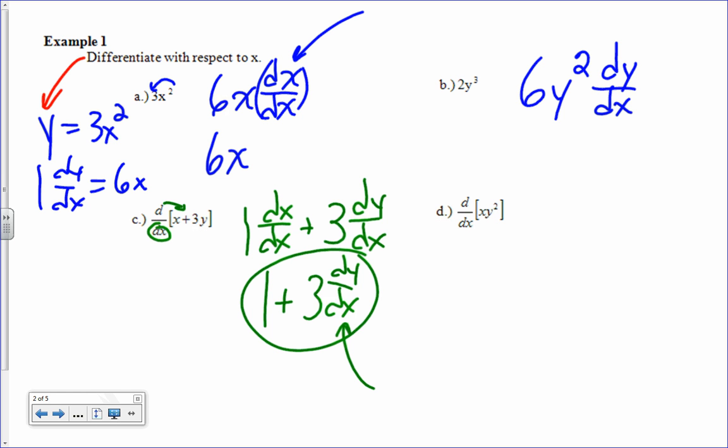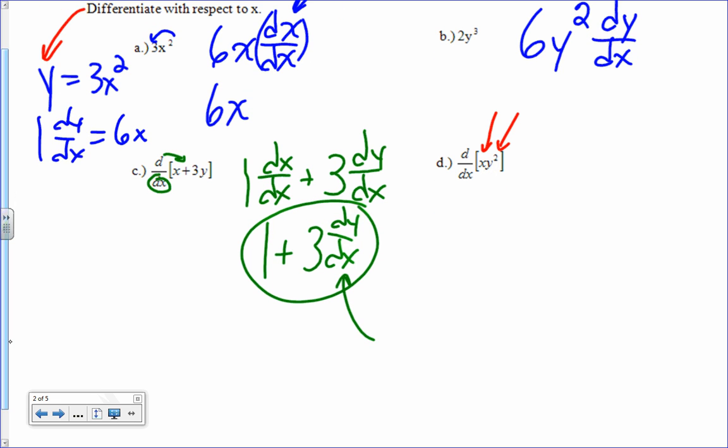What unfortunately has to happen on this one? There's multiplication, so I have to do product rule. So I would say x is the first one and y squared is the second one. So let's scroll down because I think I'm going to need some room here. So again, just hang with me for now. You'll get used to it.